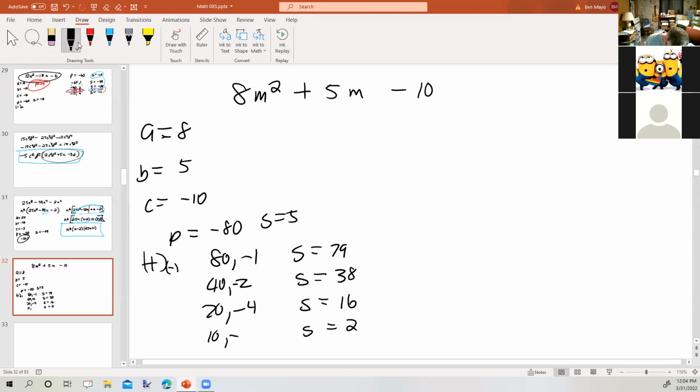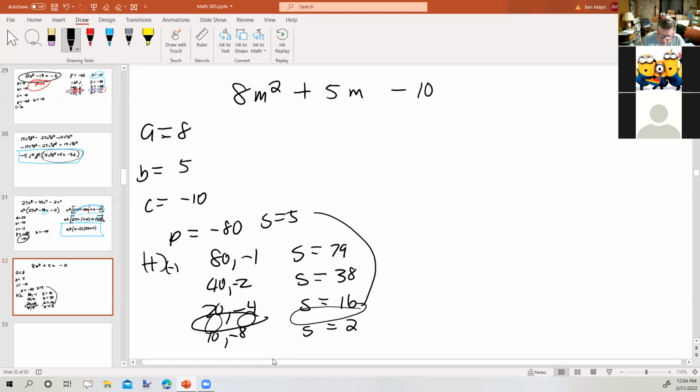Well, 5 is between 16 and 2. So we're looking for 2 numbers that are here. So it's either got to be a 19, 18, 17, 16, 15, 14, 13, 12, or 11, and a negative 5, negative 6, or negative 7. Well, there's less numbers to look for here than there are there. So let's try negative 5, negative 6, negative 7.